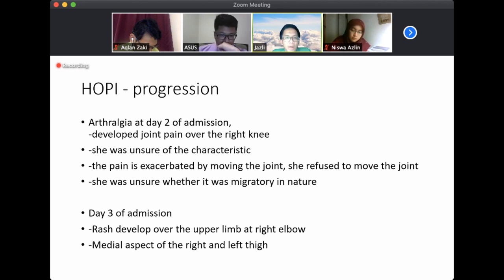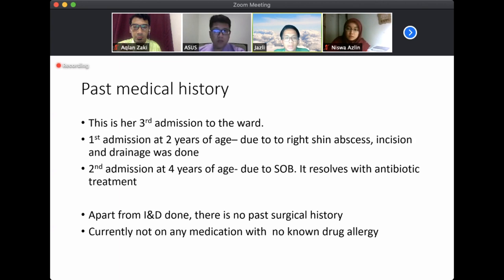On day 3 of admission, the rash, which was mentioned previously, developed over the upper limb of the right elbow and the medial aspect of the right and the left thigh. So the rash became progressively worse. So for the past medical history, this is her third admission to the ward.